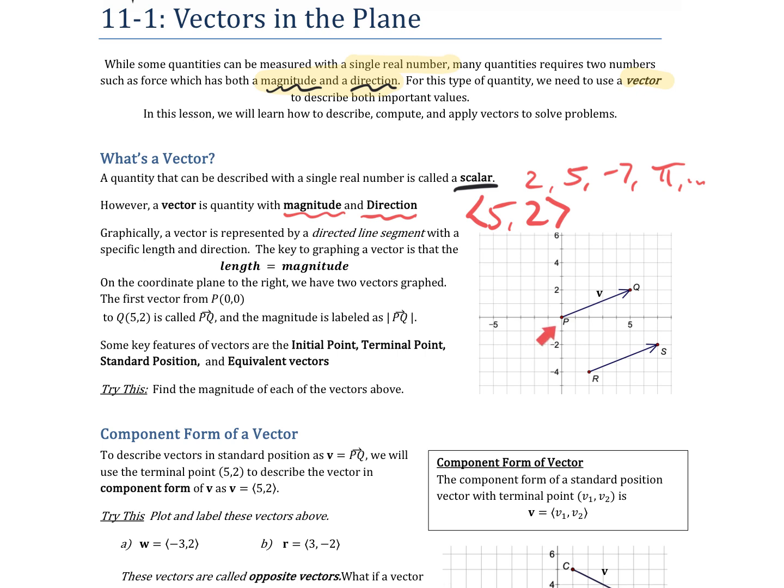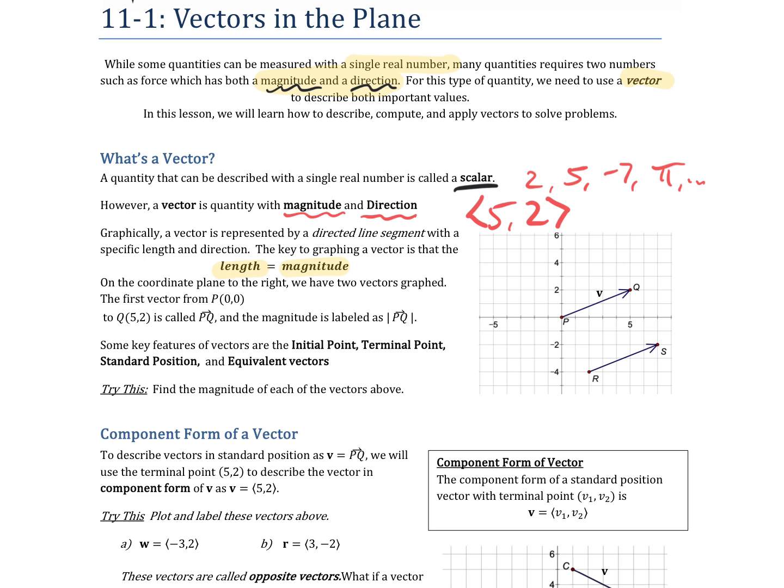Graphically, we can show it as a directed line segment. Now, this looks like a ray. In geometry, we draw rays, which go on forever because they have an arrow. But this doesn't go on forever. It starts at P, goes to Q, and the arrow tells us the direction it's going. This is a graphical vector, and geometrically it has a length, which represents the magnitude.